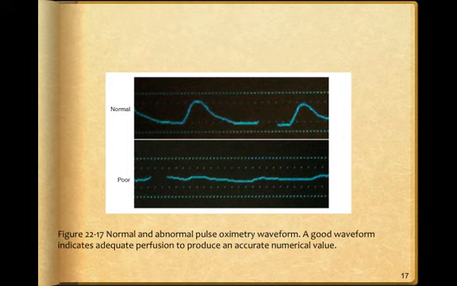22.17 in your book. Normal and abnormal pulse oximetry waveform. Good waveform indicates adequate perfusion to produce an accurate numerical value. And the point of this is if you are having a good waveform, which is up here, you can see the pulse rise and come in there, and it's registering enough with the monitor, then very simply your assessment of this is pretty accurate. Now this is giving us hardly any waveform, and this would be the pulse ox. So I would not trust this information unless I got something consistent, or a consistent heart rate that would match what was on the EKG.